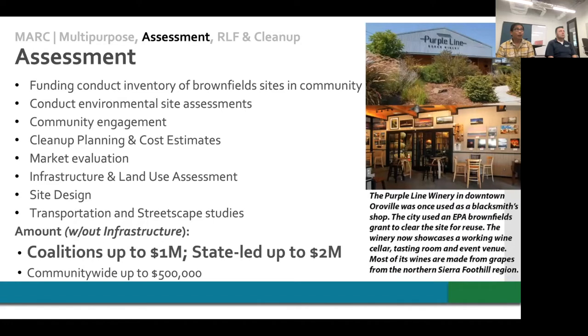Now, assessment. This is the most popular and the most competitive, and this is where eligible entities can get funds for inventories, phase ones and phase twos, community outreach, and cleanup planning. You can do a lot of these studies, but some of them can also be done by other EPA free technical assistance. But for this, you get the funds directly to implement it, and you can do the work with in-house staff. So if you have city staff who do community outreach or planning, or architects or landscape architects, and the work is project or site related, you can pay for their staff time, or you can hire consultants.